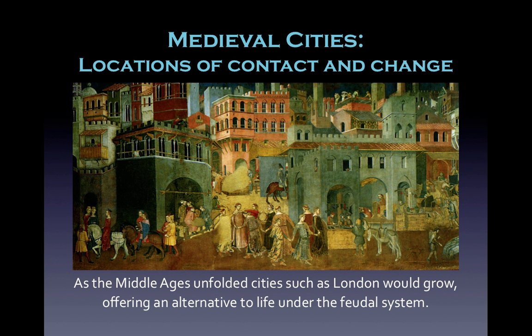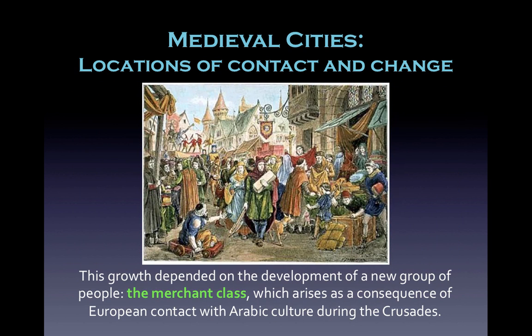As Europeans went east, they made contact with Arabic cultures, establishing trade and bringing back both consumer goods and new forms of knowledge. These helped cities such as London to grow, thus offering an alternative to the feudal system. One major source of urban growth was trade.